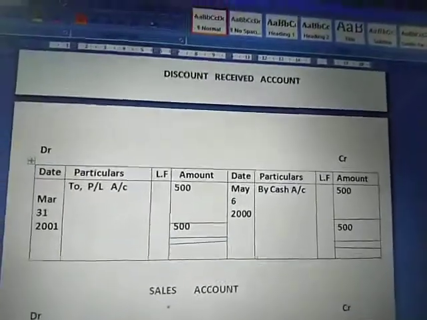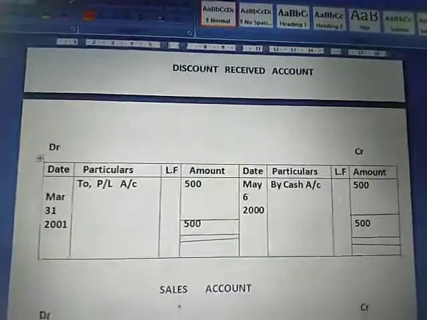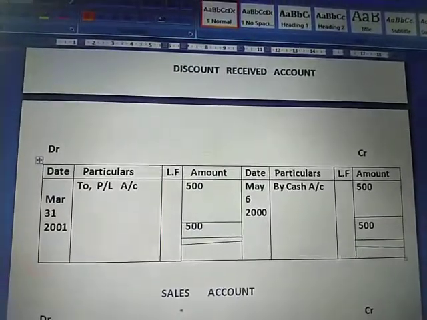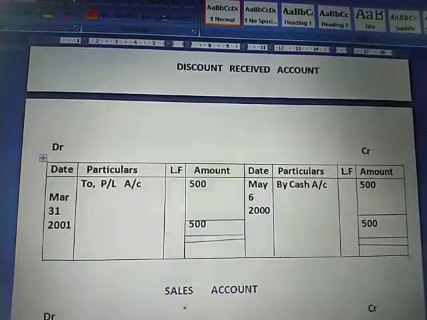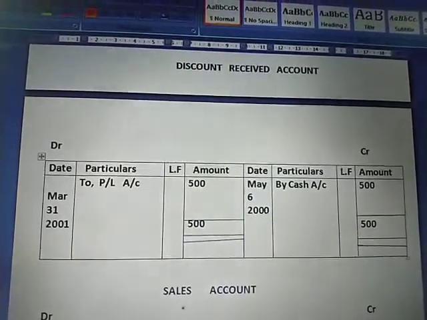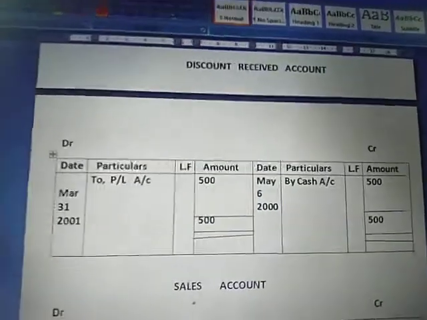So now here we have discount received account. This is also a nominal account for us. It is an income account. In the same way, by cash we'll write down 500 and to PL 500. So the balance will be transferred to PL account.